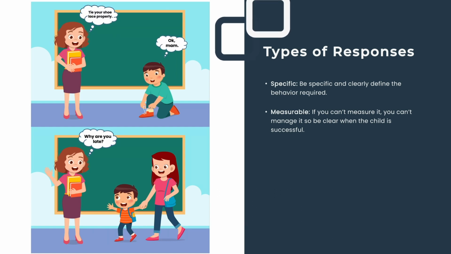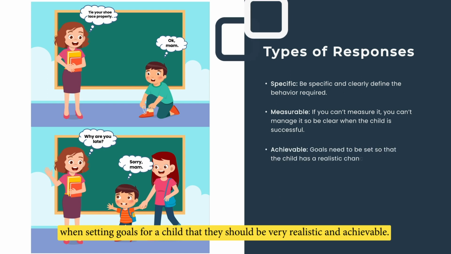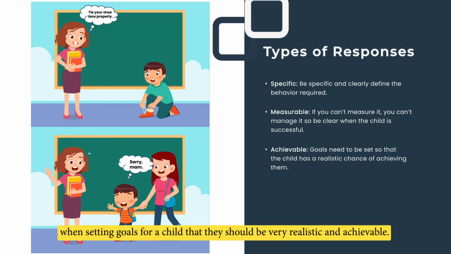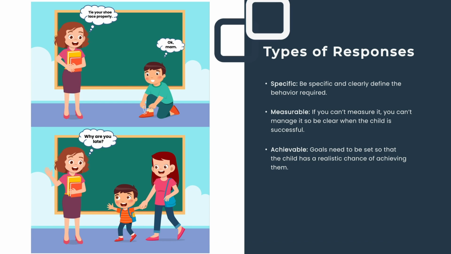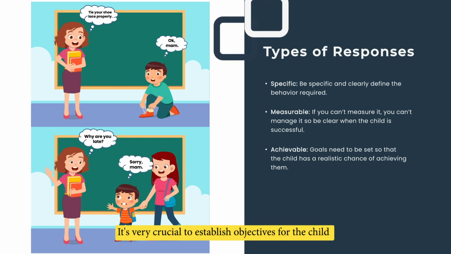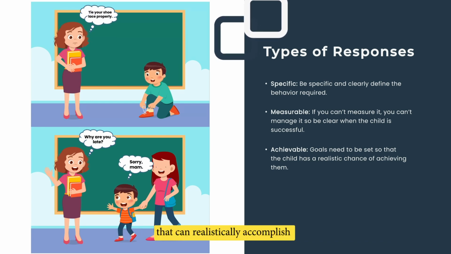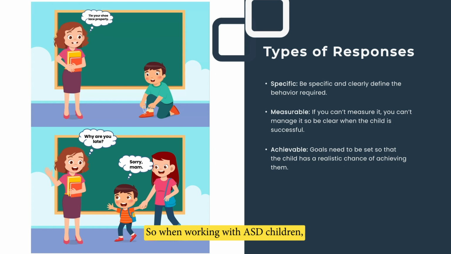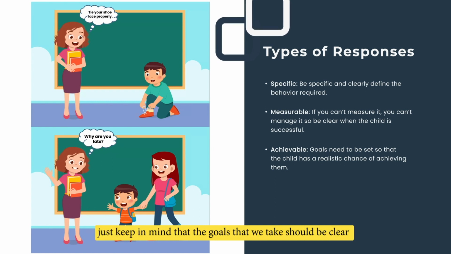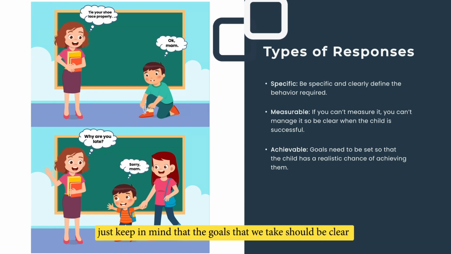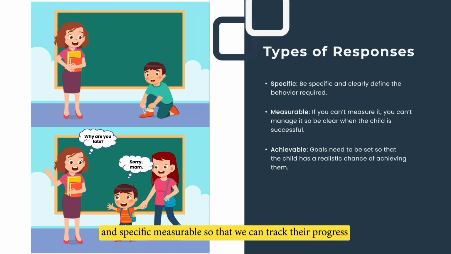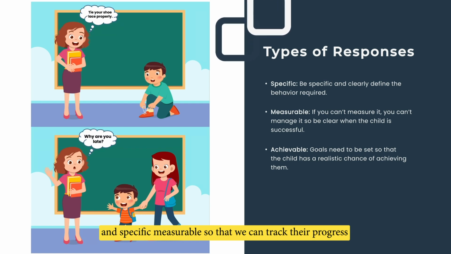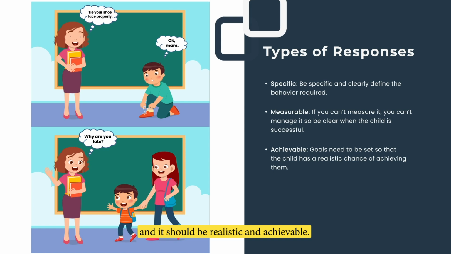And the third one is that when setting goals for a child, they should be very realistic and achievable. It's crucial to establish objectives that the child can realistically accomplish, as this will help them maintain their motivation and interest. So when working with ASD children, just keep in mind that the goals we set should be clear and specific, measurable so that we can track their progress, and realistic and achievable.